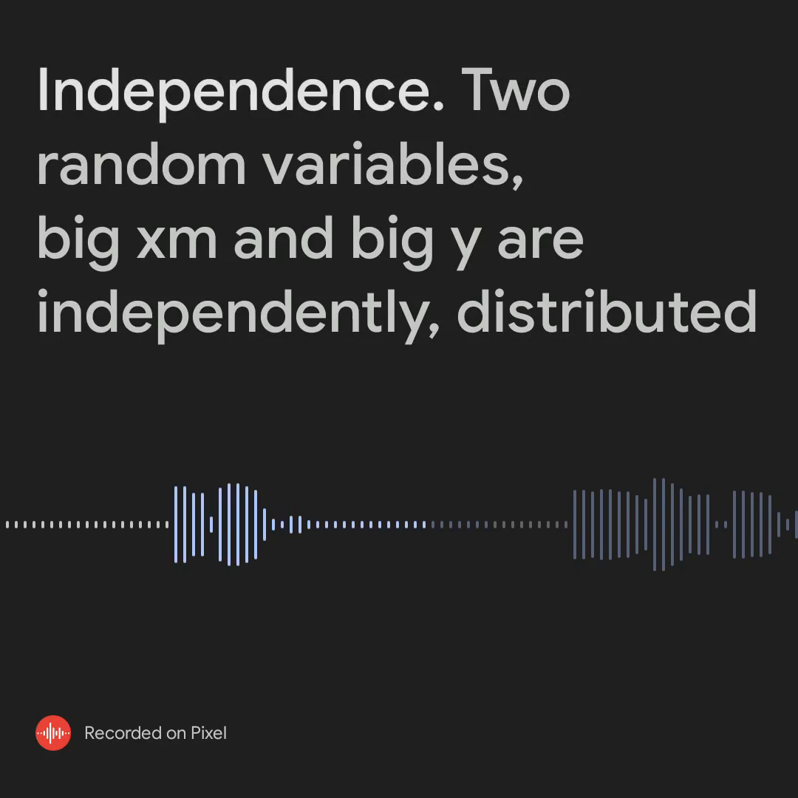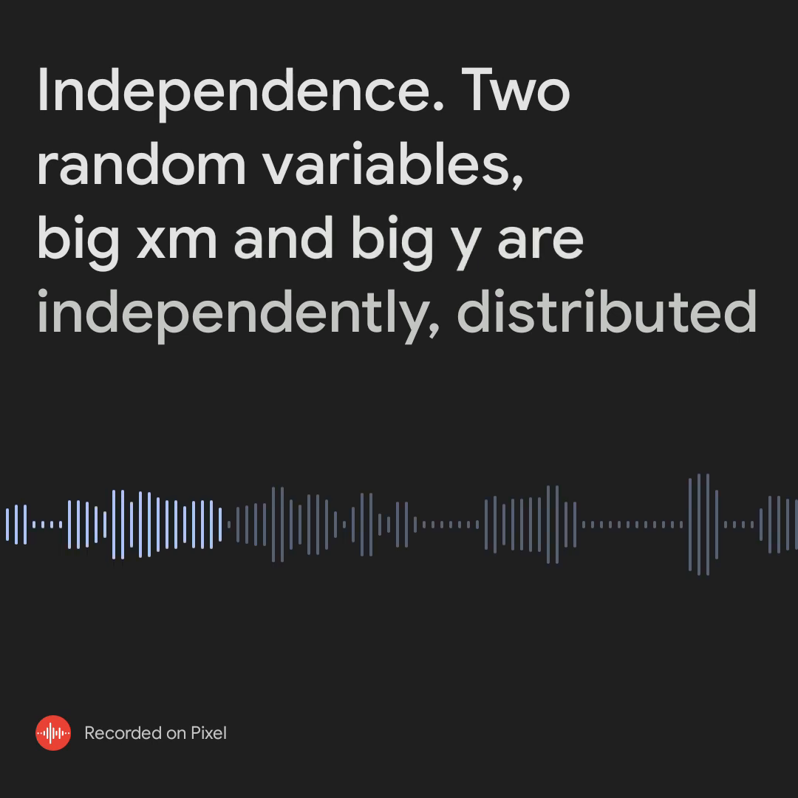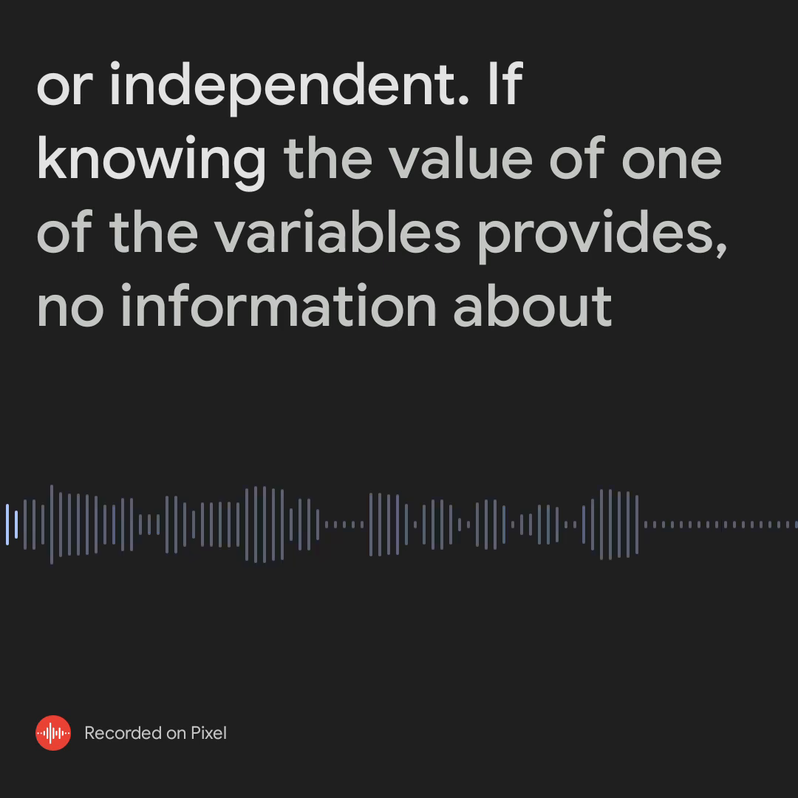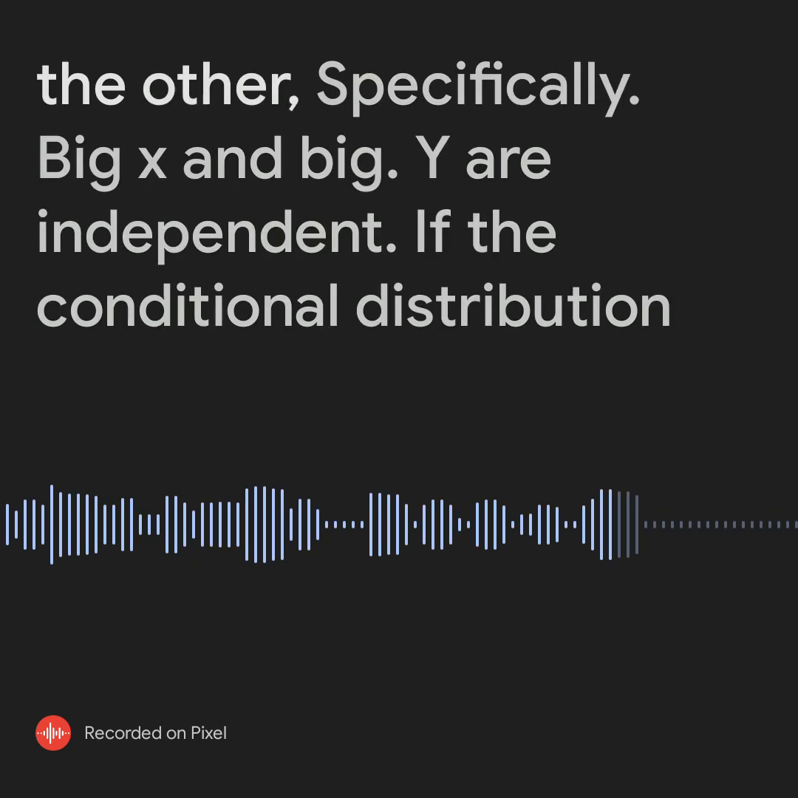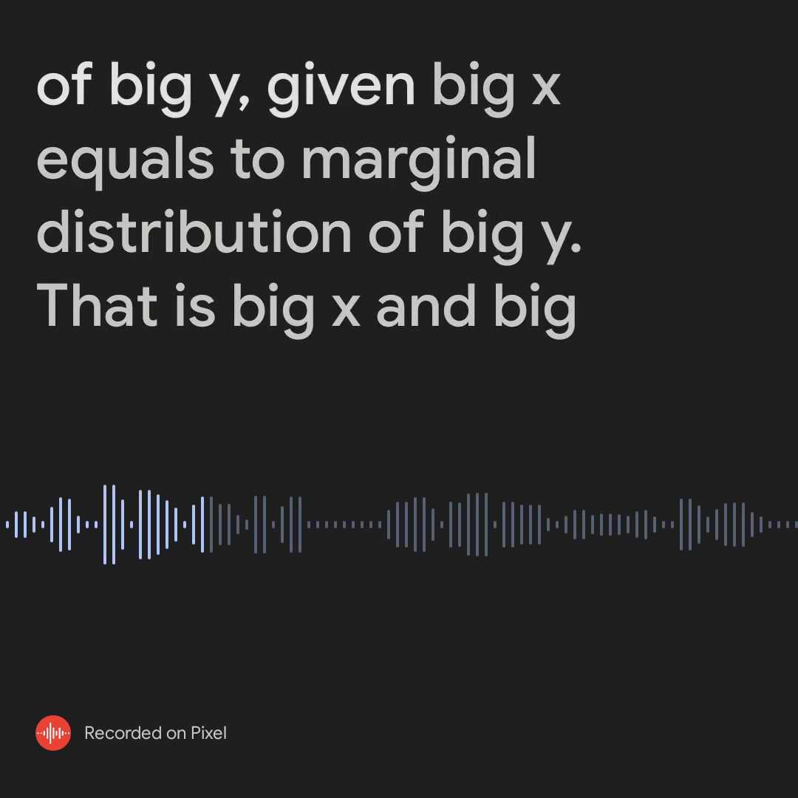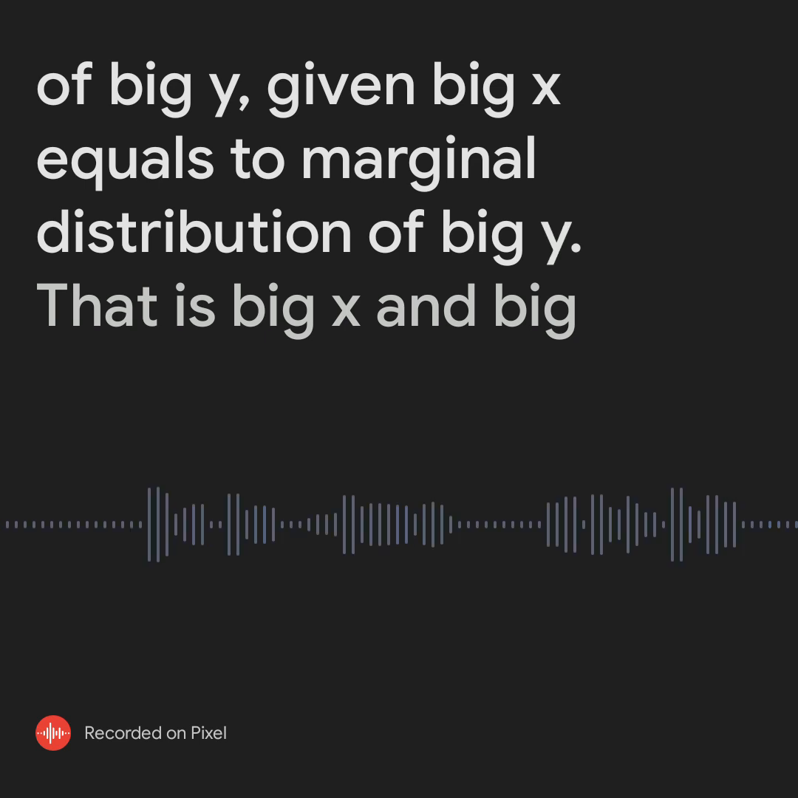Independence. Two random variables, big X and big Y, are independently distributed, or independent, if knowing the value of one of the variables provides no information about the other. Specifically, big X and big Y are independent if the conditional distribution of big Y given big X equals the marginal distribution of big Y.